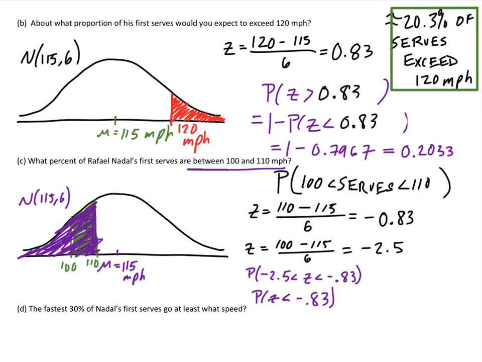So I just covered everything in purple. Everything less than 110. So the z-score is negative 0.83. I don't know what that is. I think it's like, how much? 0.203? Oh yeah, we did one a little bit ago. So that's actually 0.203.